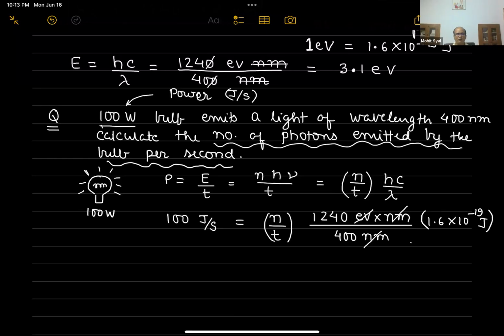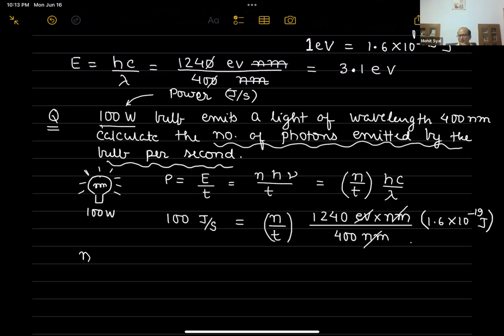I have expressed the electron volt also in joules. Either you can use the 6.626 into 10 to the power minus 34 joule value directly, but there you need to do some calculations, or you can use this electron volt value and put the electron volt as 1.6 into 10 to the power minus 19 joules. Are you getting my point or not?